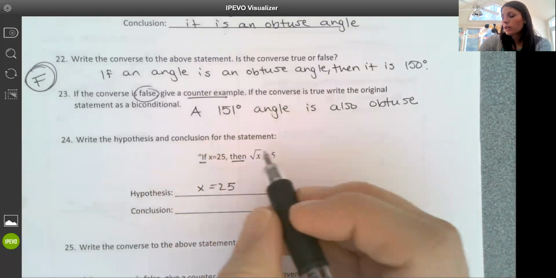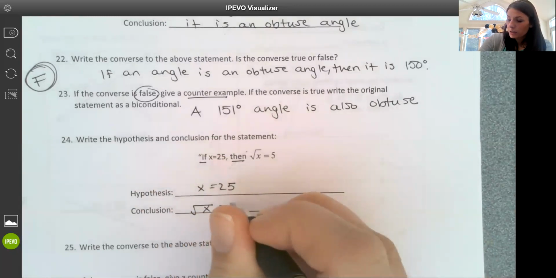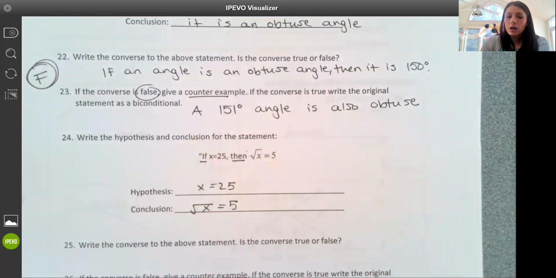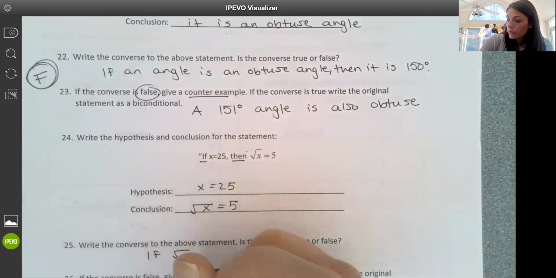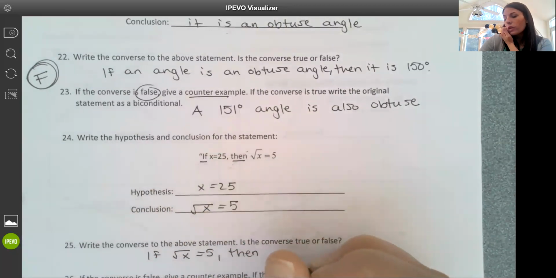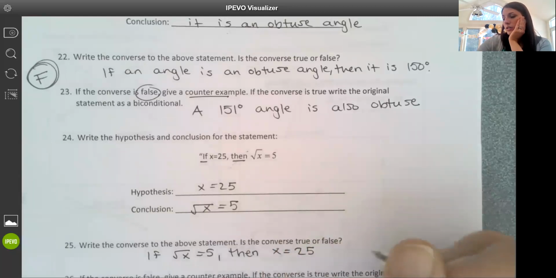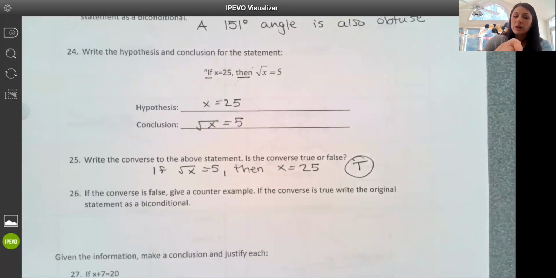Now on our next one, so again, hypothesis not including the if is x equals 25. And the conclusion, not including the then, the square root of x then is 5. Converse, flip-flopping that, if the square root of x equals 5, then x equals 25. Now that's still true, even written the other way around, that if the square root of x is 5, then x must equal 25.